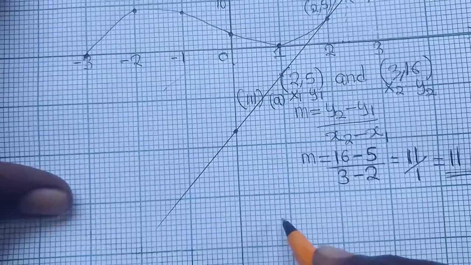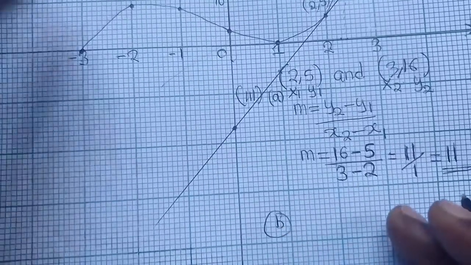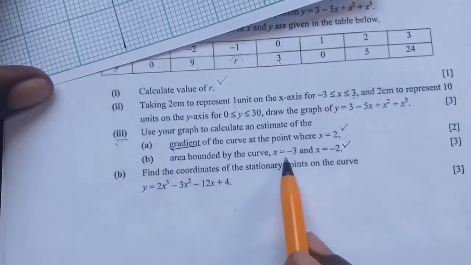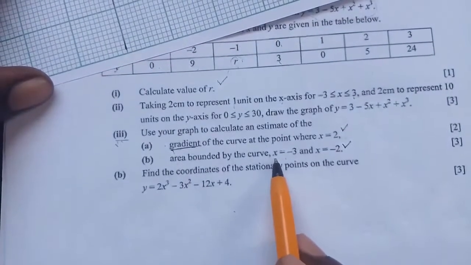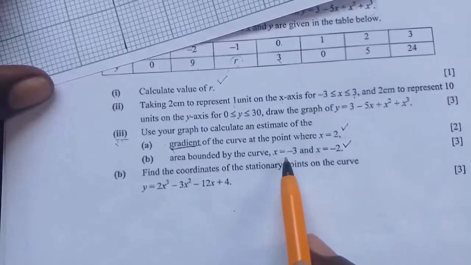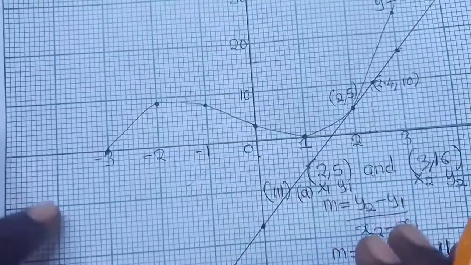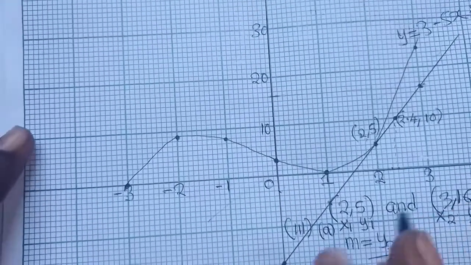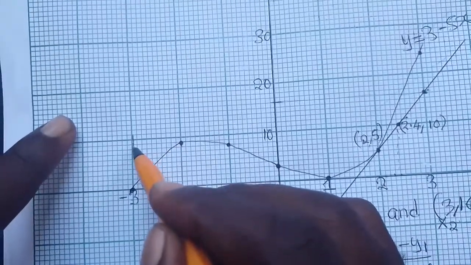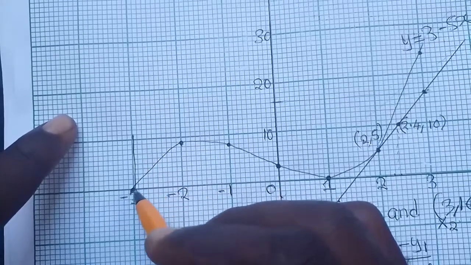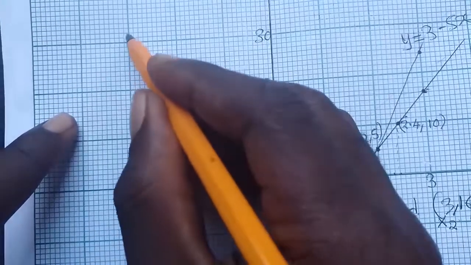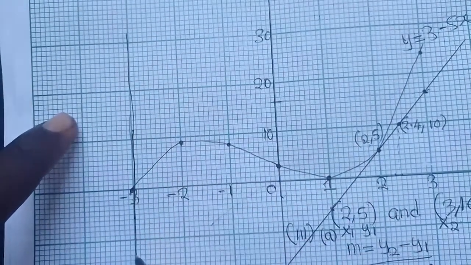We move to B. So what is my B here? I check. It's saying: area bounded by the curve, x is equal to -3. Where is x is close to -3? It's here. Have you seen here? X is close to -3. It is here. If you put a ruler like this, x is close to -3, it's going to pass here.